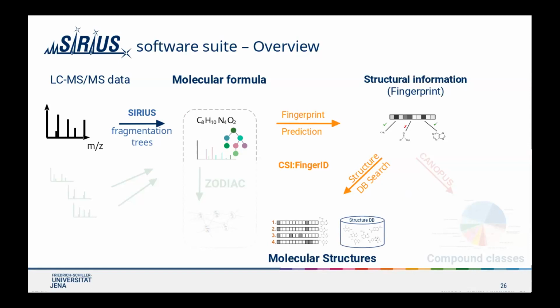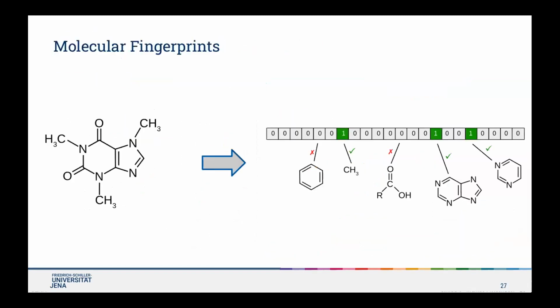Before we can search in a database, we make use of some structure representation that is much easier to compare than structures, right? Structures are these 2D, graph-like things, and these are super hard to compare. So we try to transform this into a one-dimensional representation. And for that, we use molecular fingerprints. We have not invented them. They have been there before. They have been used for comparing molecular structures for a long time already.